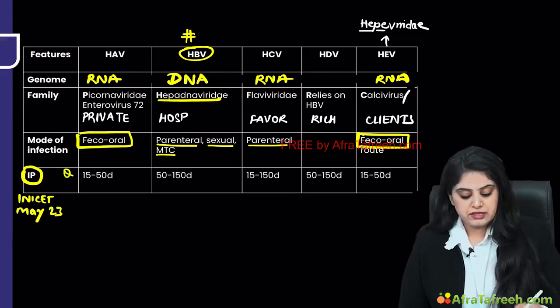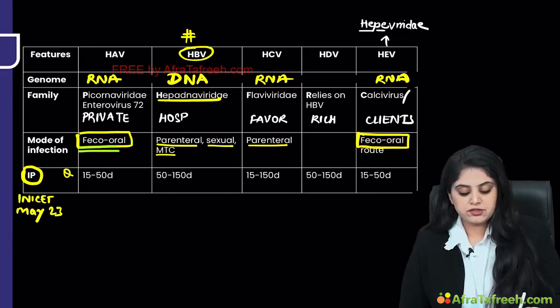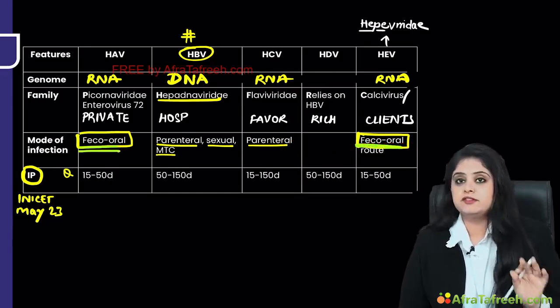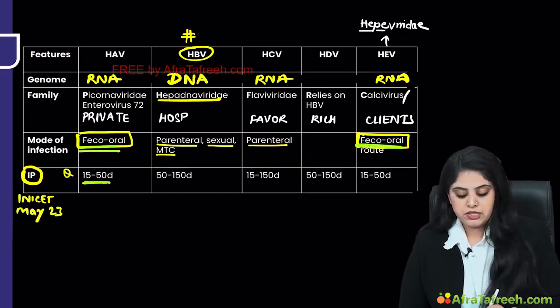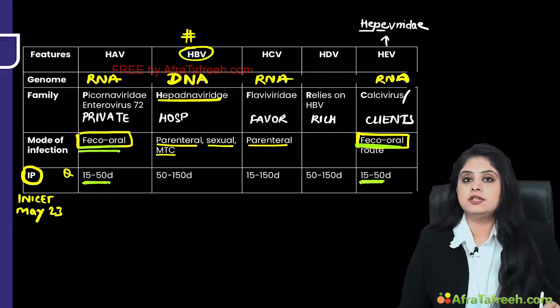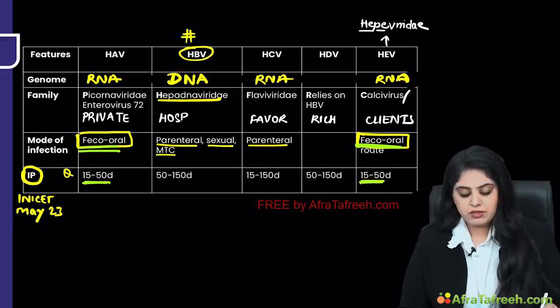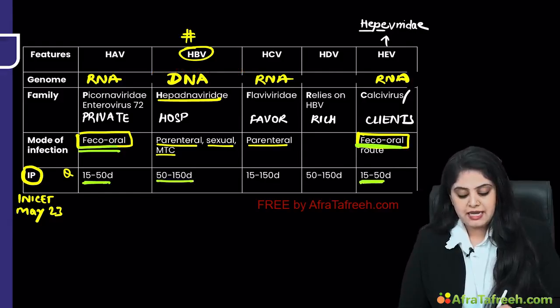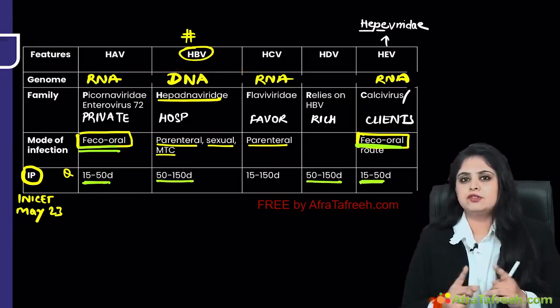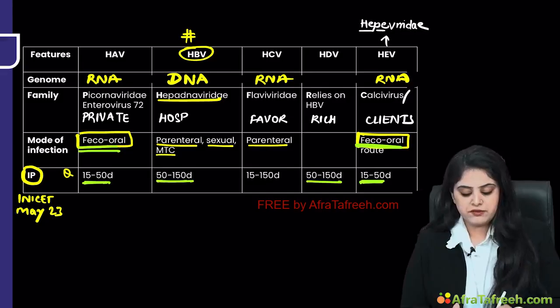So let us learn. This is how you learn. See, the two gastroenteritis ones, the food poisoning, fecal-oral ones, have a common incubation period of 15 to 50 days, right? 15 to 50. What about the rest? Hepatitis B and D always tend to have an association. So theirs is 50 to 150.